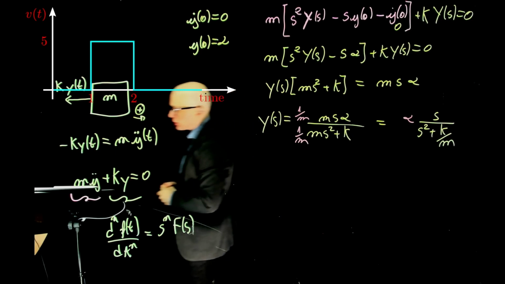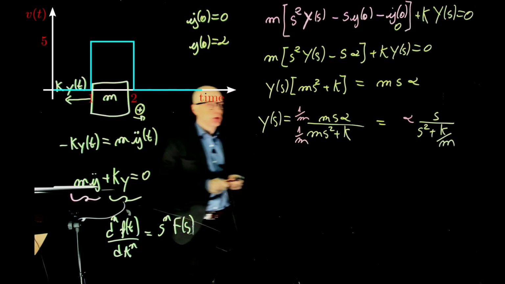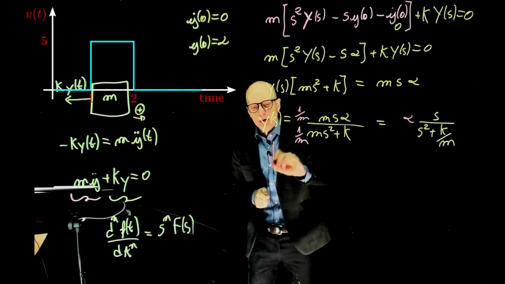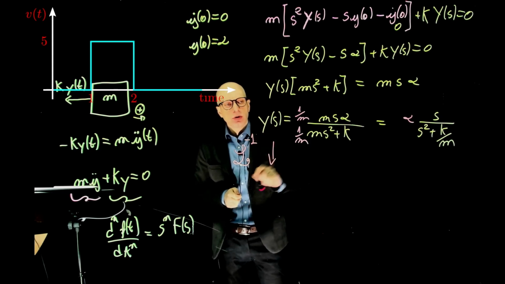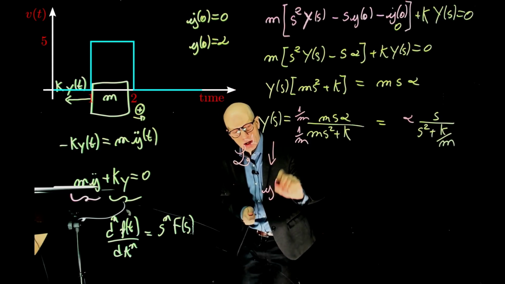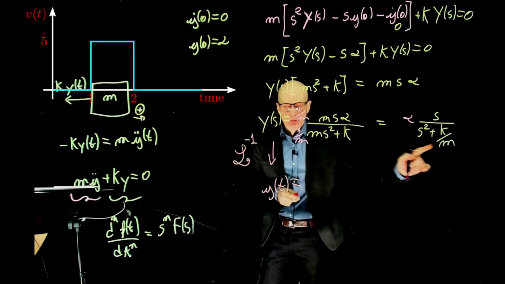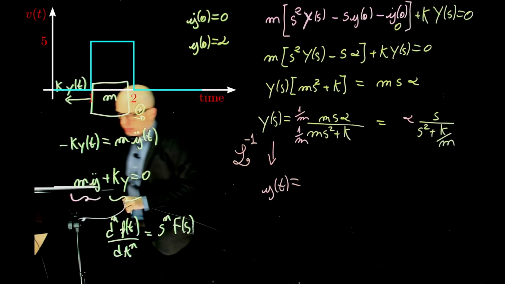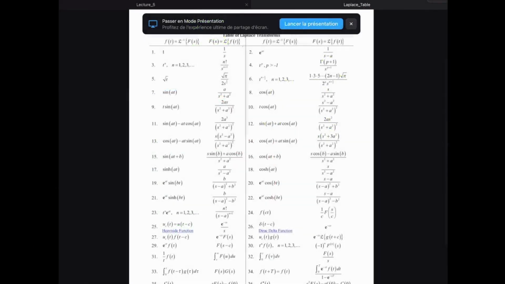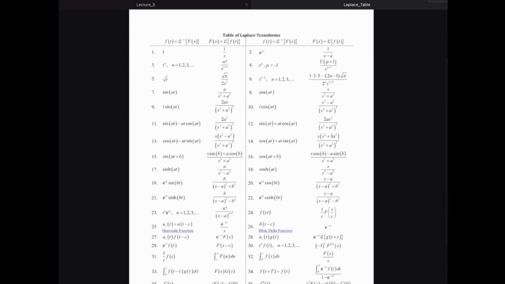Now we need to do the inverse Laplace to find y of t. So if you want y of t, find the inverse Laplace of y of s. Now let's go back to the table and tell me which expression here, which property can we use to solve for what we have on the board. We have s divided by s squared plus a constant. Which one is that? That is clearly number 8.